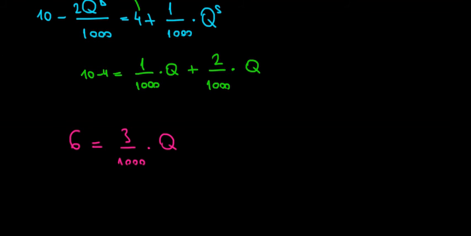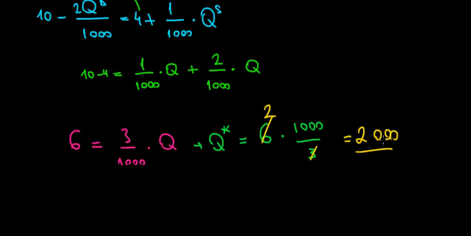Now if we leave the quantity on one side only, we will have 6 divided by 3 over 1,000, which means we multiply with the inverse. We multiply with 1,000 divided by 3. We cancel out 6 and 3 because they're divisible, and that's equal to 2, meaning that the quantity in the market in equilibrium is going to be equal to 2,000 units. So we got 2,000 units in the market.